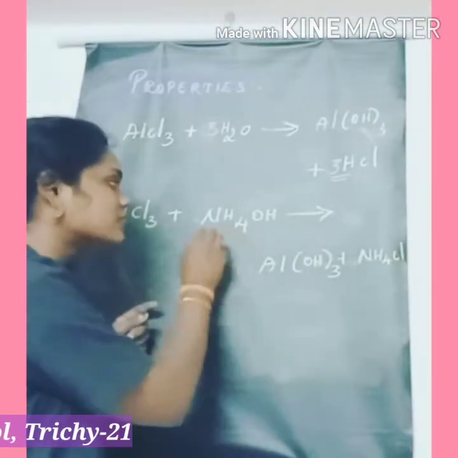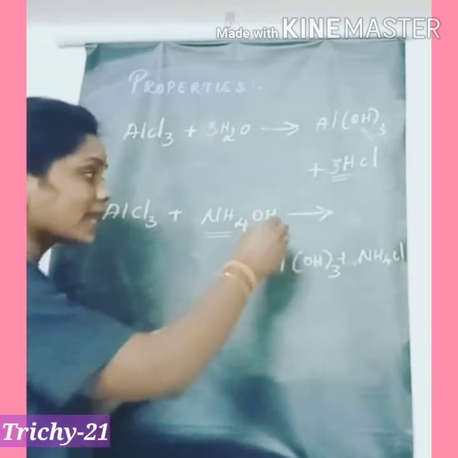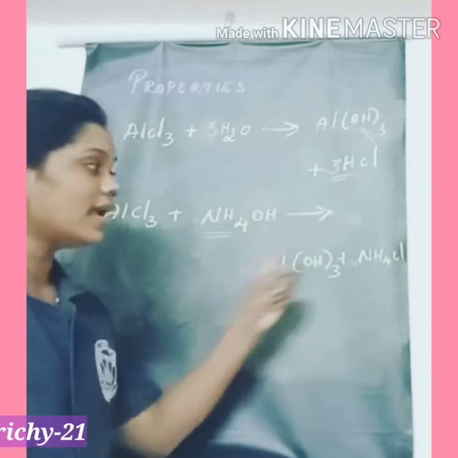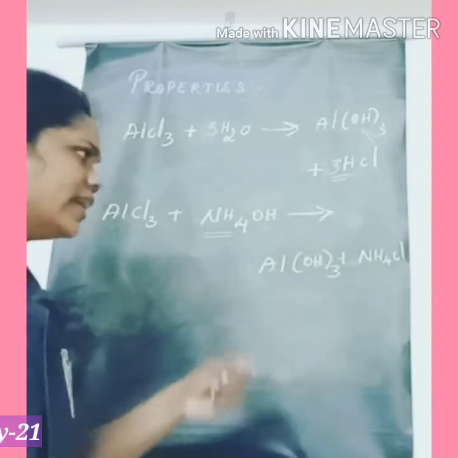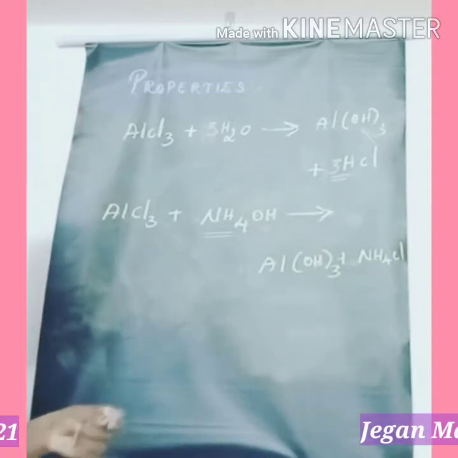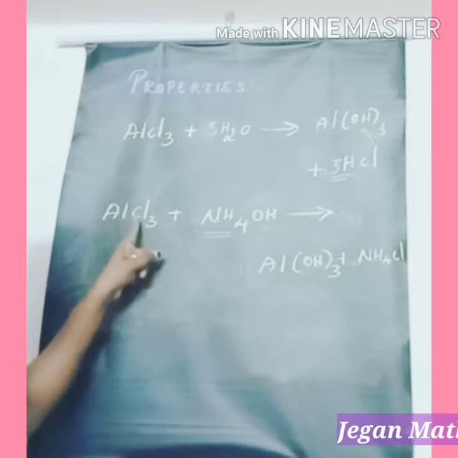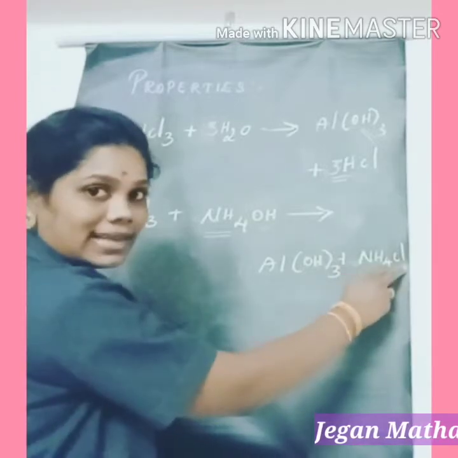And next one, aluminium chloride is treated with ammonium hydroxide. Ammonium means NH4. Hydroxide represents OH. It gives aluminium hydroxide and ammonium chloride. Okay, how is the equation balanced? Here 3 times chlorine, but here only 1 time chlorine.